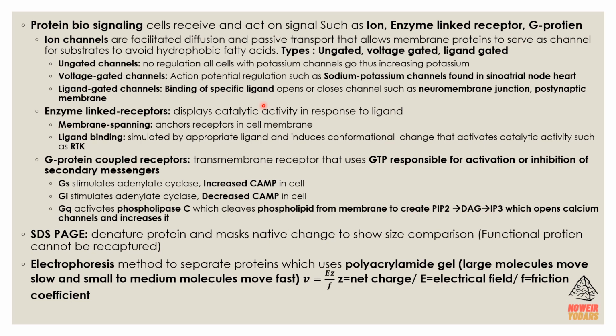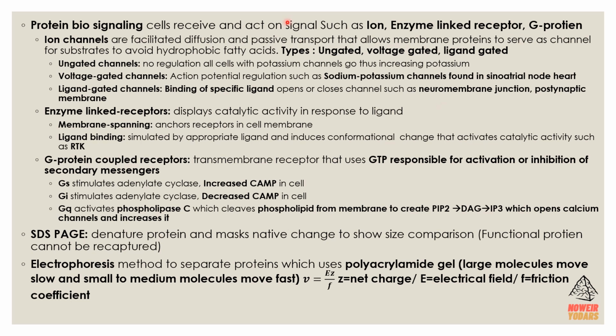Next, you have the ligand gated channels, and these are the binding of a specific ligand that opens or closes the channels, as in the neuromuscular junction, postsynaptic membrane, for instance. So these are ligands that bind to the channel, and open or close the channel depending on what kind of pathway there is.